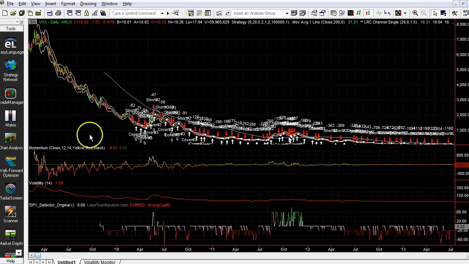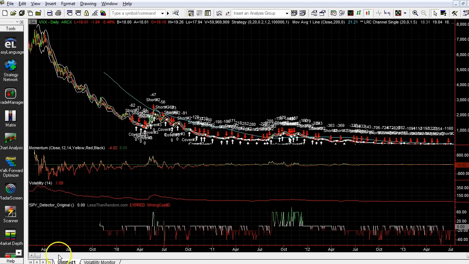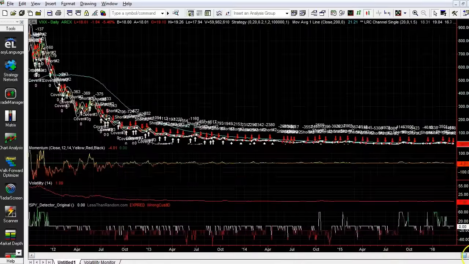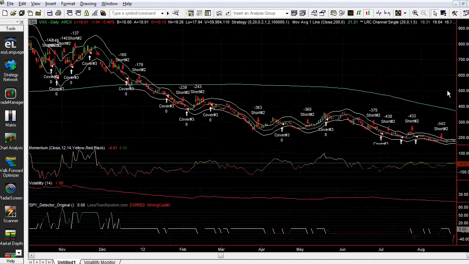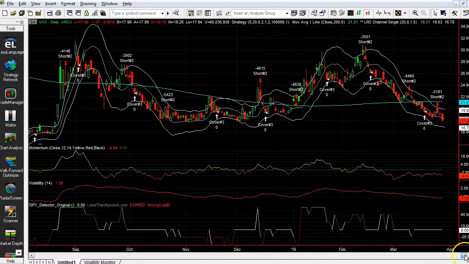I don't even know if I'm looking at all the data, but I kind of think I'm not. Let's see. Yeah, that's going all the way back. So a little over 7,000 split adjusted, and is currently trading around 17, I believe. Let's get back to the front of the chart.